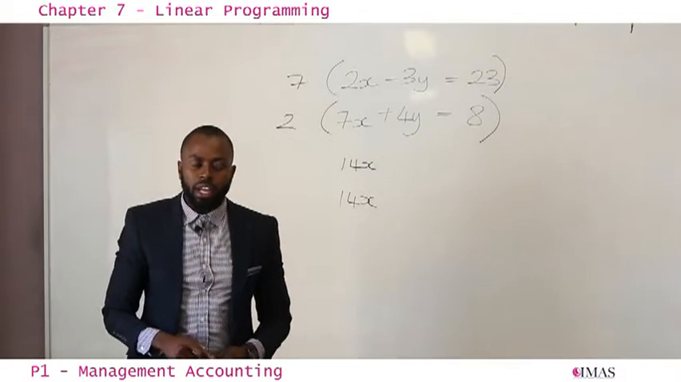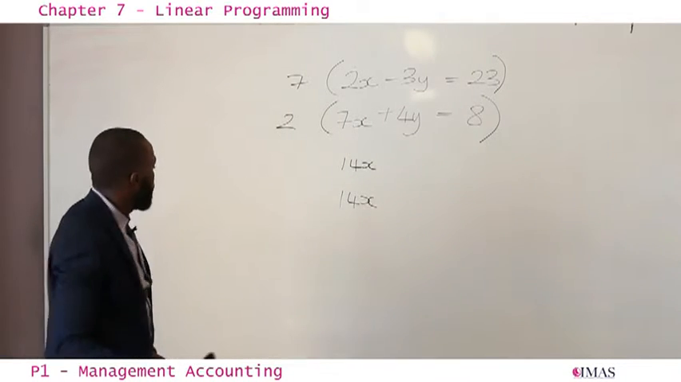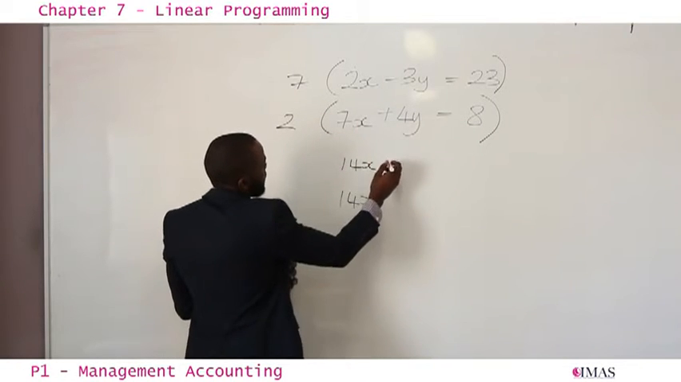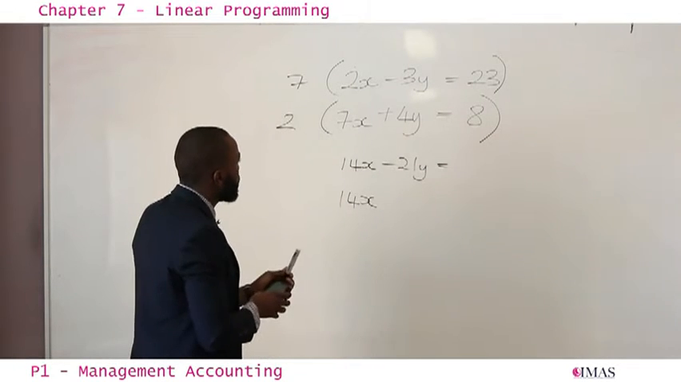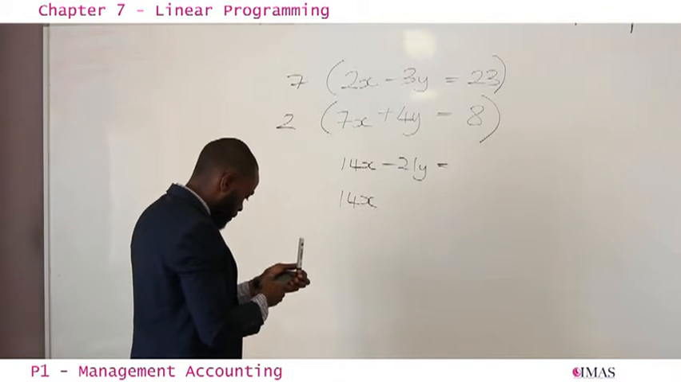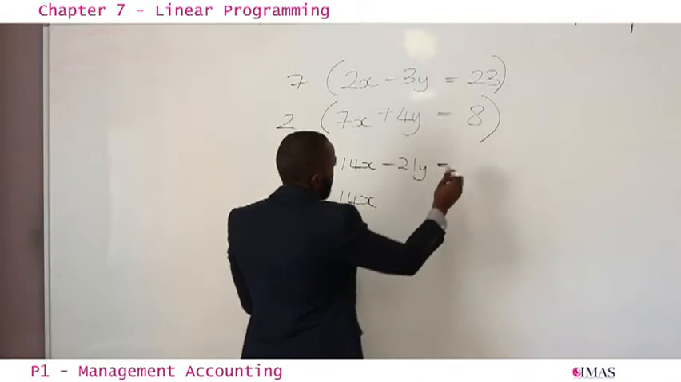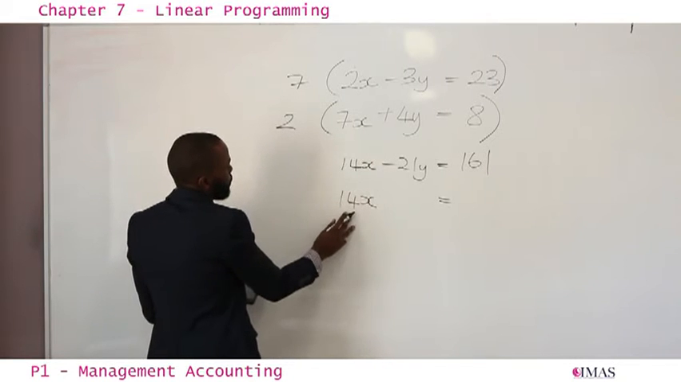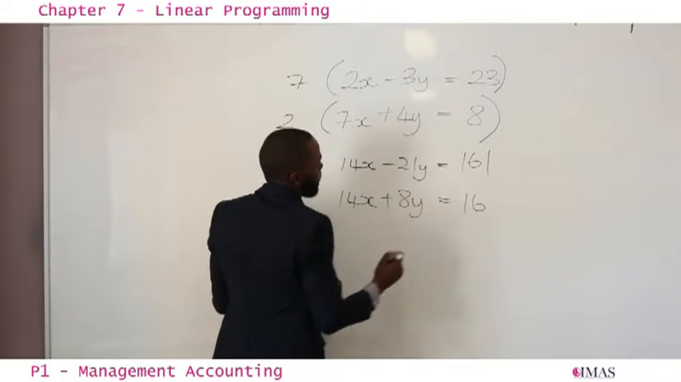But the aim here is to make either the coefficient of x the same or the coefficient of y the same. So since I've used 7 here, 7 times 2x, that's 14x. Then 7 times minus 3 is minus 21y. Then 7 times 23 is 161. We come to the second equation: 2 times 7, 14x; 2 times 4, it's 8y; 2 times 8, it's 16.